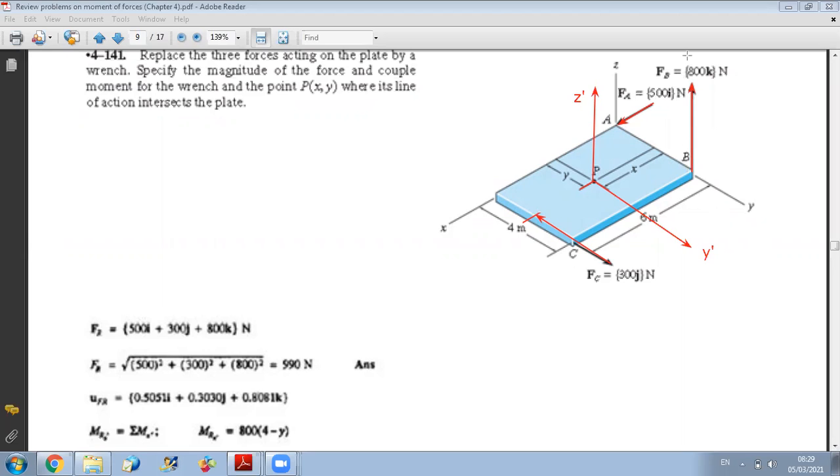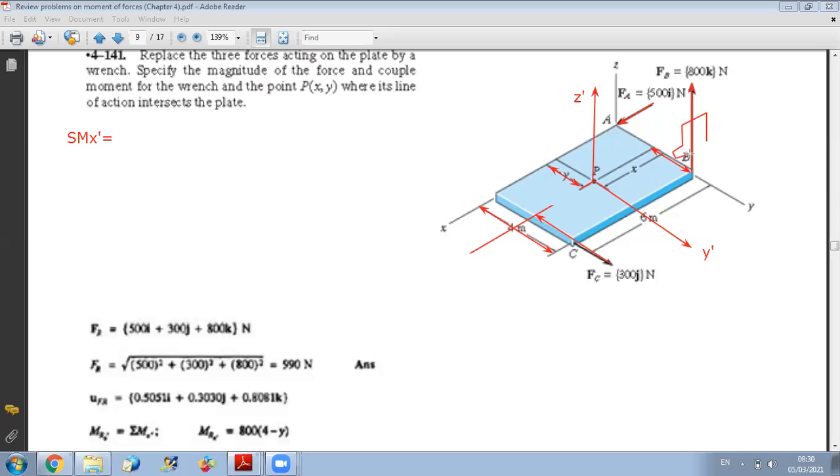So to find the moment of FB about X prime, I should do 800 times this distance, the perpendicular distance between the force and X prime. What is this distance here? It is 4 minus y. So if I do the sum of moments about X prime, it is just equal to the moment of FB. Using the right hand rule, is this moment positive or negative? If you put your four fingers like this, it's positive. Exactly, it's positive. Very good.